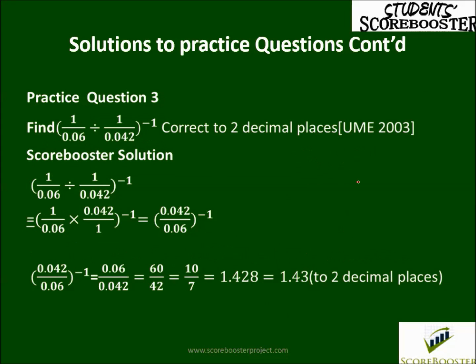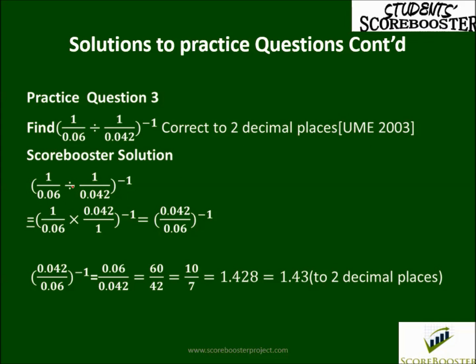So the third practice question: find 1 over 0.0006 divided by 1 over 0.042 all raised to power minus 1, and correct the answer to 2 decimal places. The question is from UME 2003, and the solution. So this is the question.